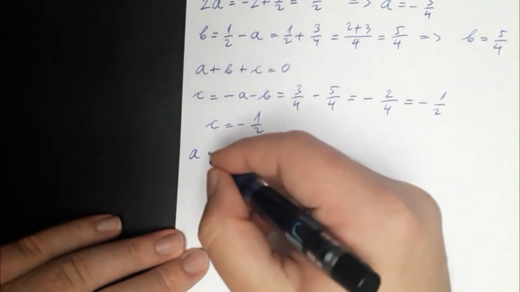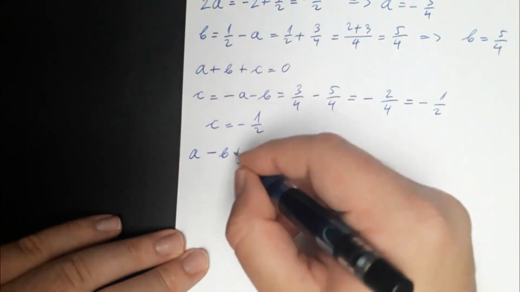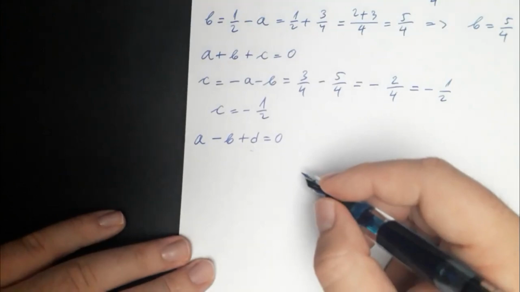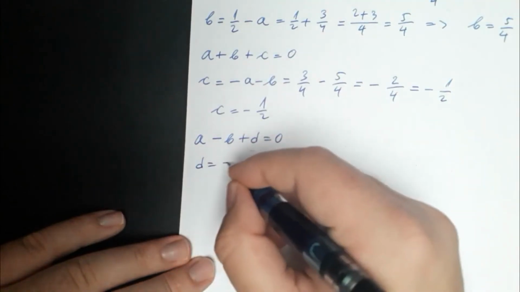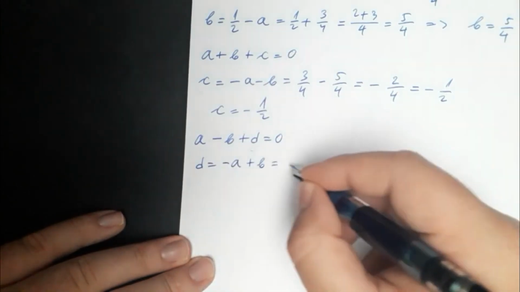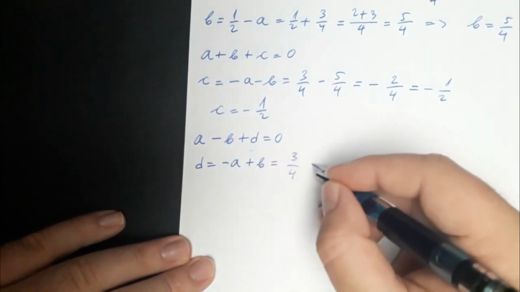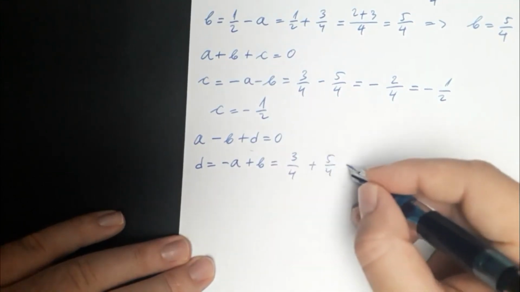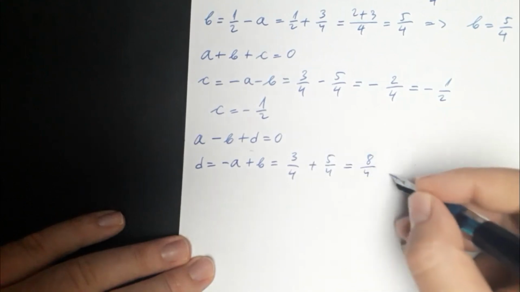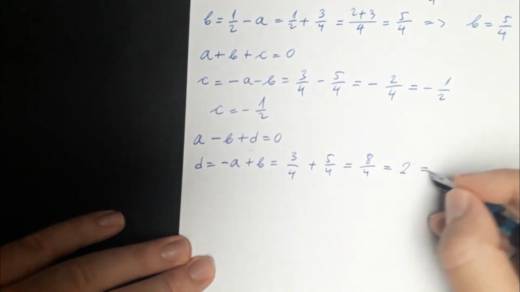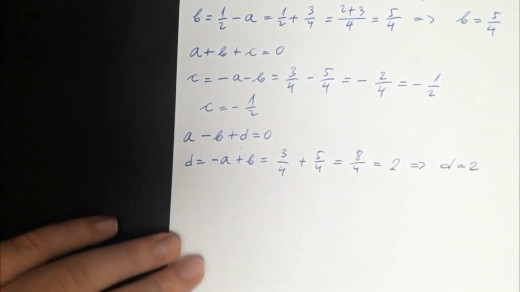And we had an equation a minus b plus d is equal to 0. So d was minus a plus b, and that is 3 divided by 4 plus 5 divided by 4, and that is 8 divided by 4, which is 2. So d is equal to 2.